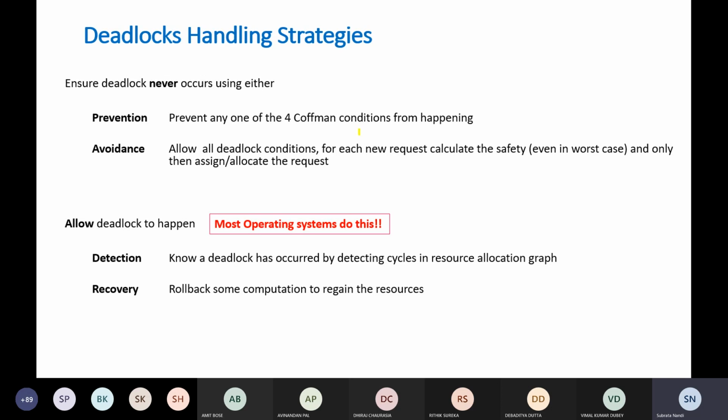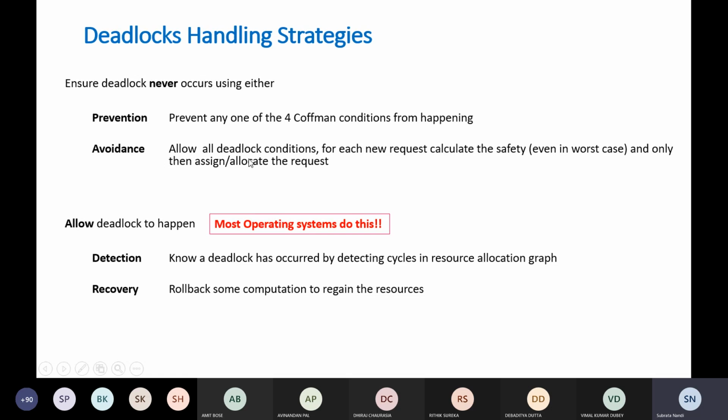Then it is hold and wait. Then it is mutual exclusion. Okay, so in case of prevention, we actually target those 4 necessary conditions, so that they should not occur by some means.